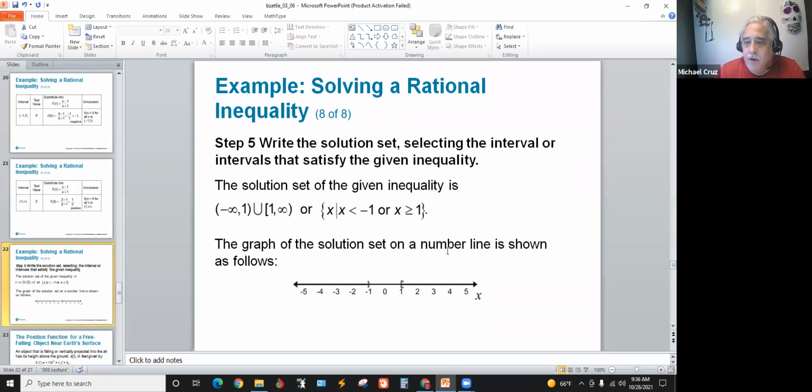This right here is what we call set builder notation. You might see some things displayed in that, and just realize it means the same thing. This right here is just kind of to set it up. It means x such that x is less than negative 1 or x is greater than or equal to 1. So there's your solution set.